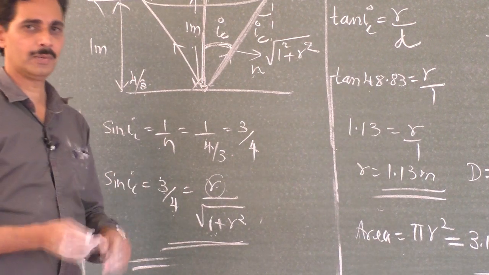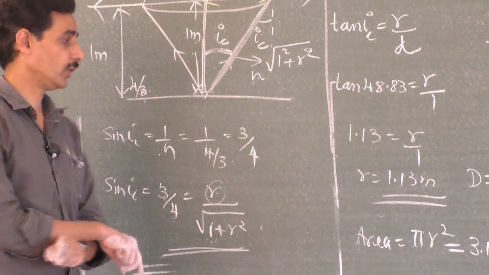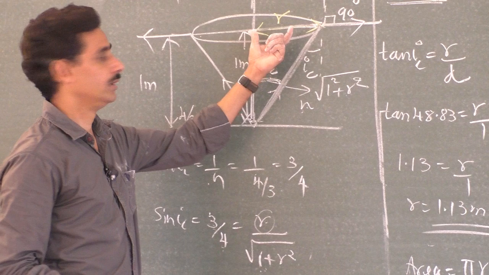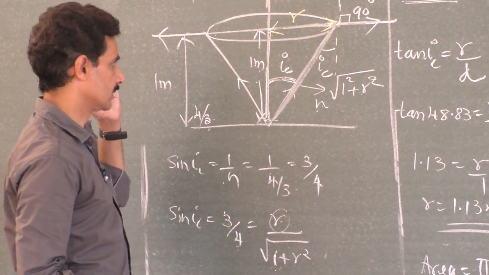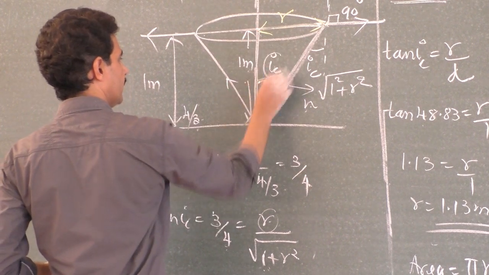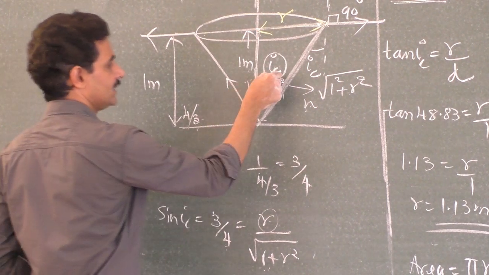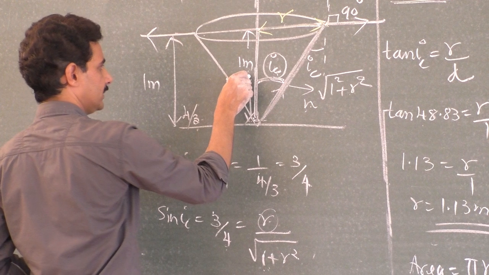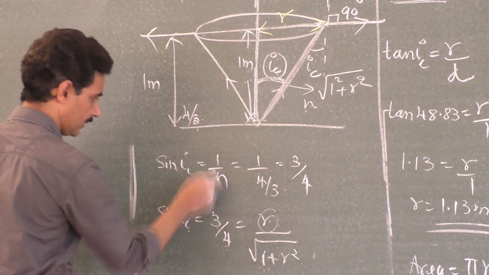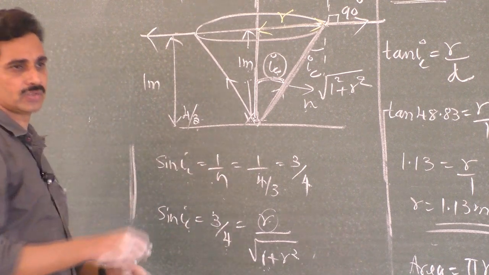And you must be able to do this problem in the reverse order also. How? Suppose radius is given. How to find out the refractive index? If radius is given and depth is given, first find out the critical angle, or sin IC. Opposite side by depth, sin IC. Then you can find out IC. And then sin IC is 1 by n. So you must be able to put it in the reverse order.